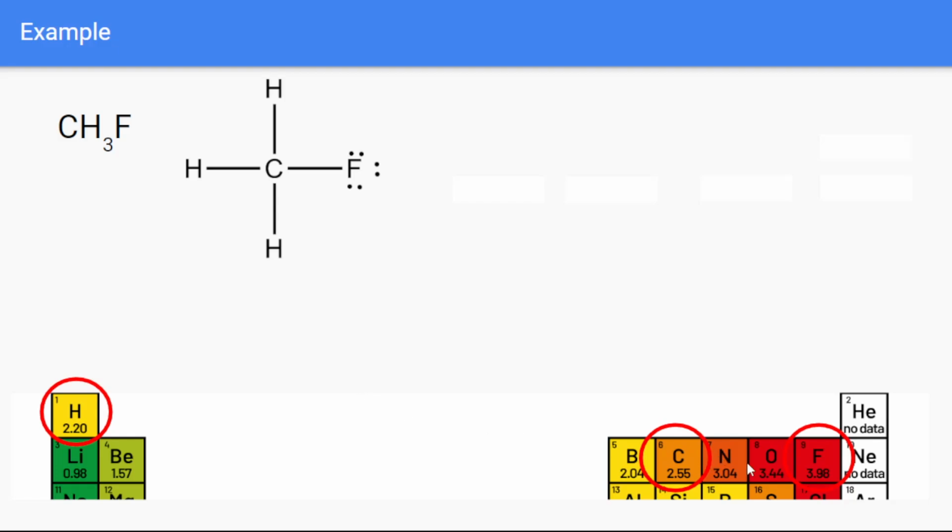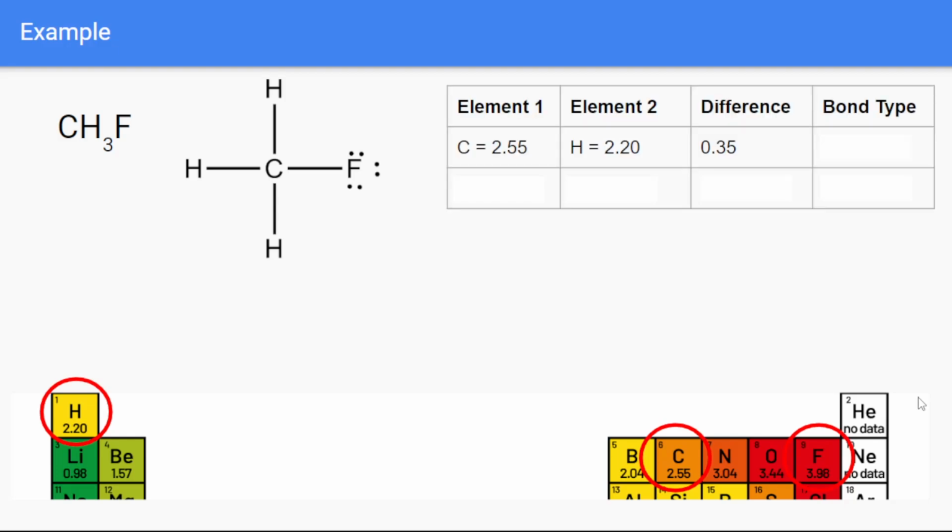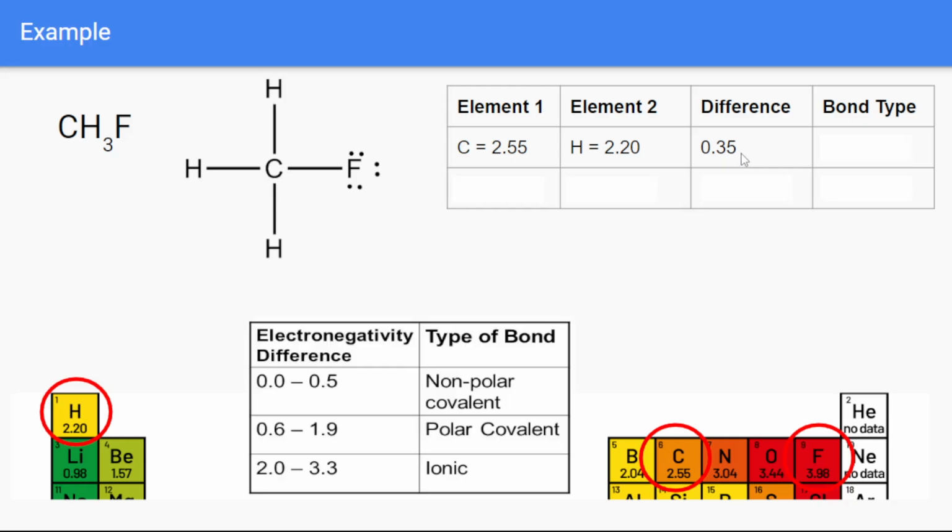So here's an example of an analysis. We're going to look at the Lewis structure for CH3F, and we see the electronegativity of each of these atoms. And when we look at the CH bond, we can see that the electronegativity is 2.55 and then 2.20, with a difference of 0.35. So 0.35 makes that a nonpolar covalent.